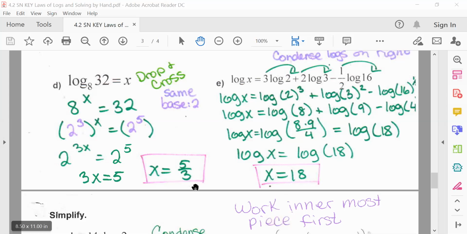Okay, so leave this as 5 over 3. Do not make that a decimal. Do not even think about making that a mixed number. Leave that as 5 over 3. Okay, are we okay here? Any questions this far?